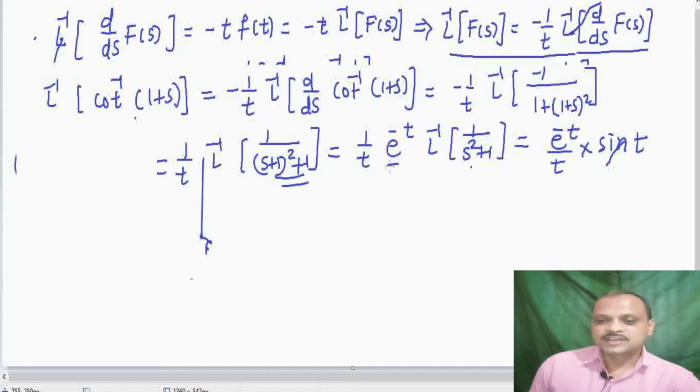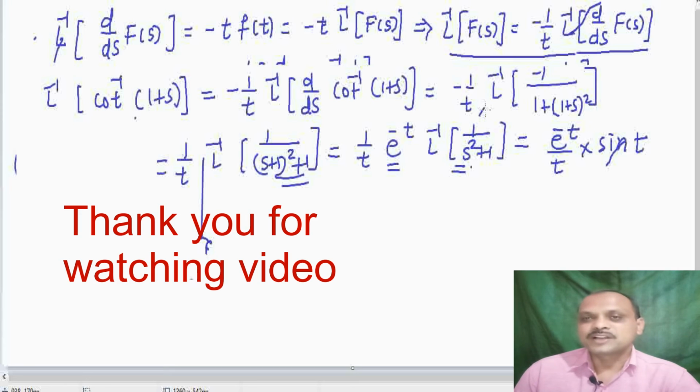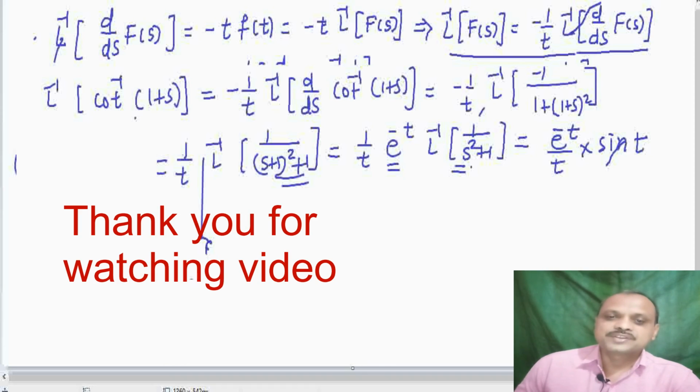Then this is the standard formula of sine at, and you can see how we can find the inverse Laplace transform of the function by using its derivative.